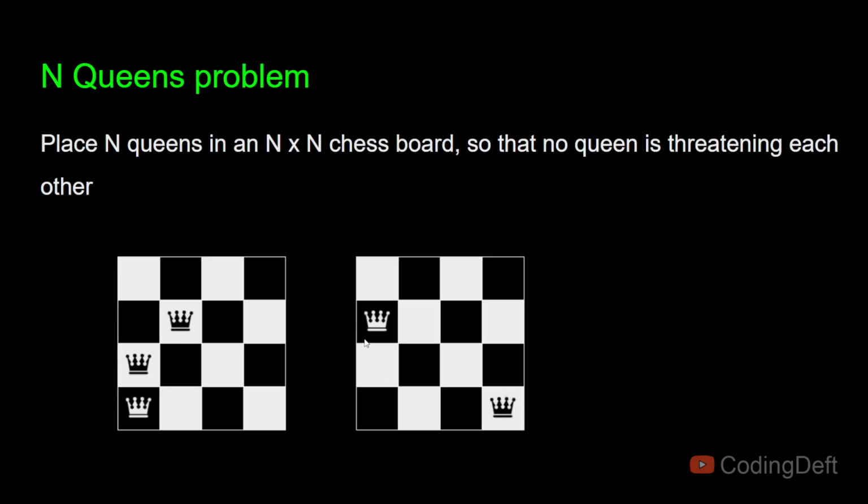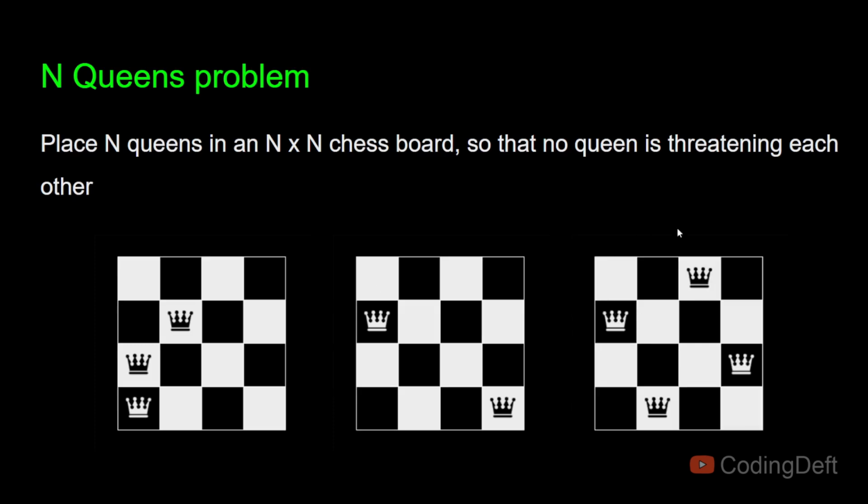But in this board, we have only two queens. Our problem is to place n queens, that is four queens in this case. So here is a way how we can place four queens in a 4 by 4 chessboard so that they don't threaten each other. So how do we arrive at this solution? That we will see next.